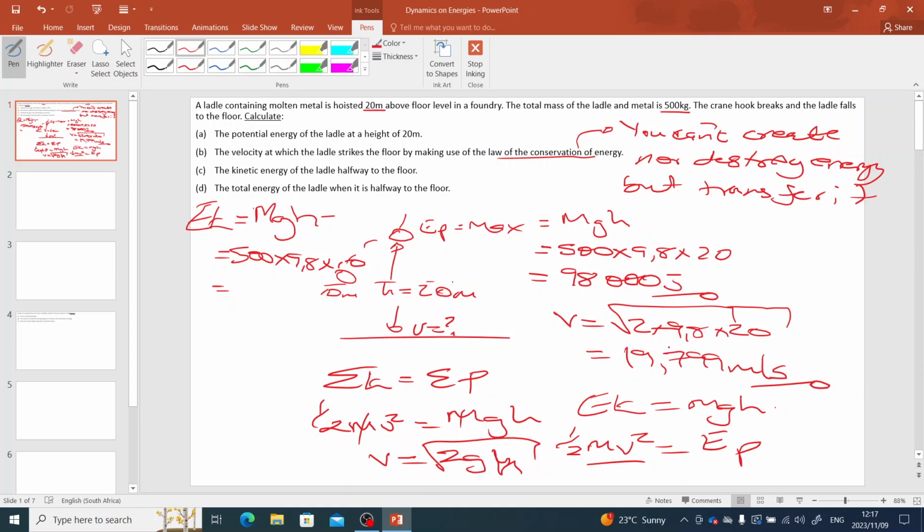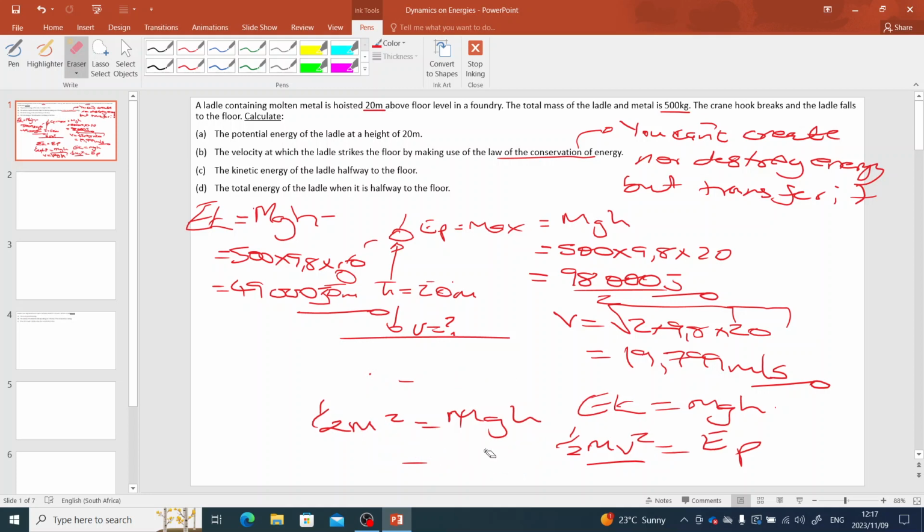Our answer would be half of this. It's like 98 divided by 2, we get 49,000 joules. This is how you tackle those dynamic questions. They are easy, straight to the point.